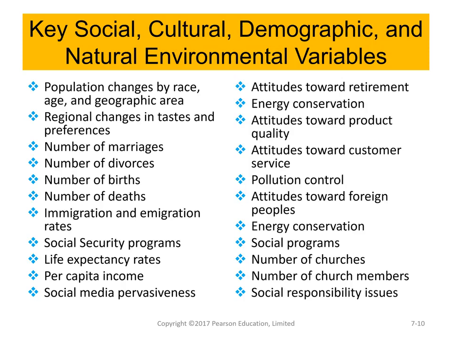Now, other elements that can be looked at include social, cultural, demographic, and natural environmental variables. So we have things like number of marriages, number of divorces, immigration and emigration, social security programs, per capita income, attitude toward product quality, attitude toward customer service, pollution control, energy conservation, social programs, and social responsibility issues. All these will impact a firm.